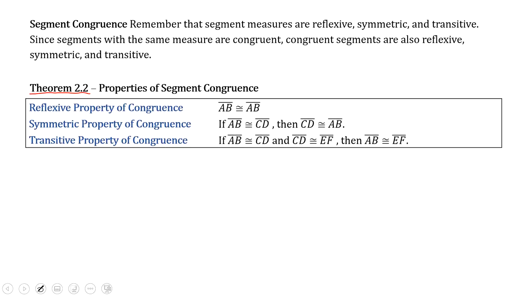And then our transitive property, the kind of thing that ties with if A equals B and B equals C, then A equals C, is if AB is congruent to CD and CD is congruent to EF, then segment AB is going to be congruent to segment EF. Again, it's a big thing we need to work with in proofs down the road.